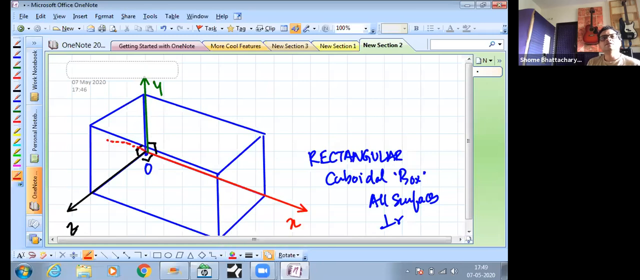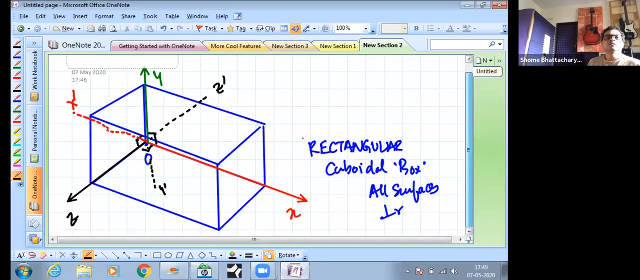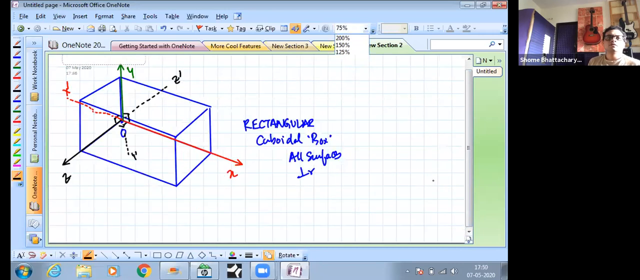This x-axis continued on that side is your negative x-axis, x prime. Similarly, the z-axis continued behind like this. This is your z prime. And similarly, the y-axis continued below. This is your y prime. So that's another way of visualizing the 3-dimensional coordinate frame, just to give you perspective.